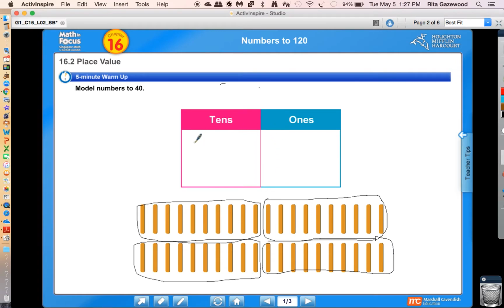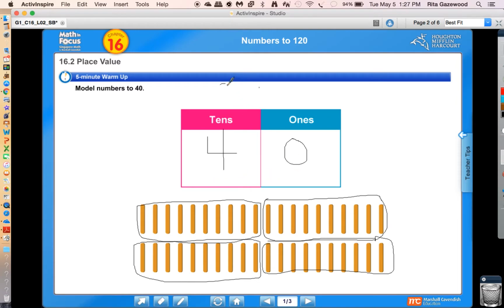So if we're going to model that in our place value chart, we're going to count the tens again. We're going to count the groups of them this time. 1, 2, 3, 4. We have four groups of 10. And how many do we have left over as ones? That's right, we have none. What's the number for none? That's right, it's 0. And how do we read this number?